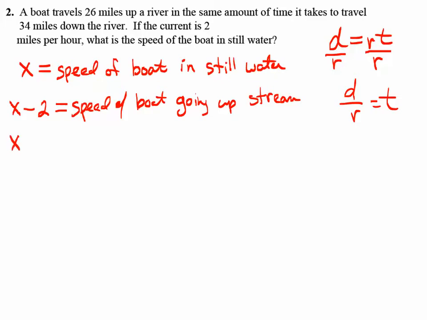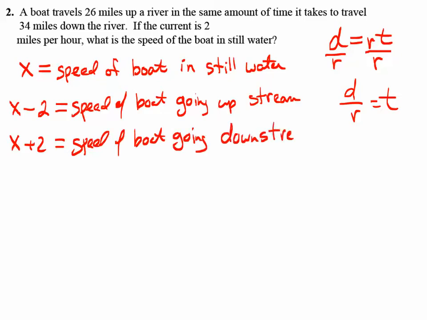Plus 2? Yep, that's how fast the boat was going. We are now adding the current this time, because now the current is actually pushing us along. To go down? To go down, absolutely. So this happens in boats. This also happens in airplanes, because there's wind up there. And so me being the math geek, of course.